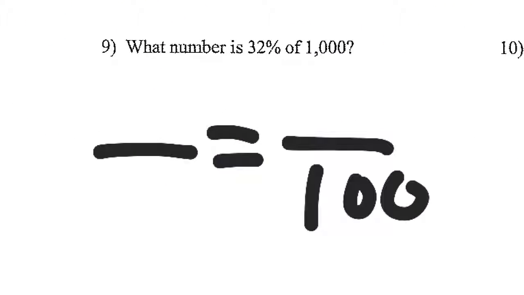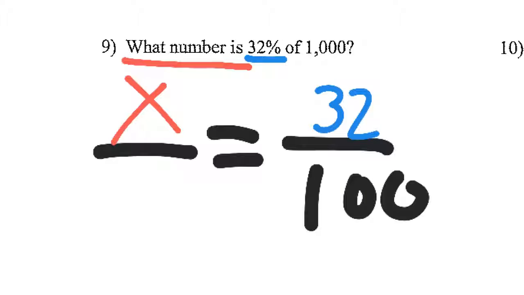Two more. What number is? This is the thing that we don't know. That's what we want to find. Is over of 32%. So 32 over 100. It says of 1,000 being my whole part.